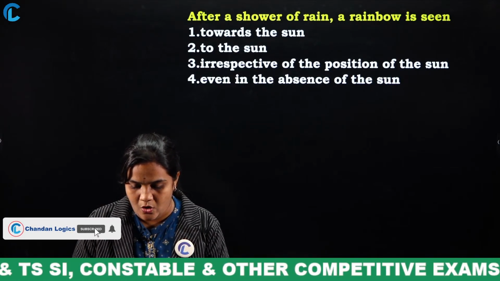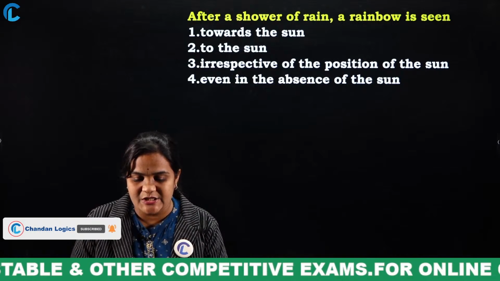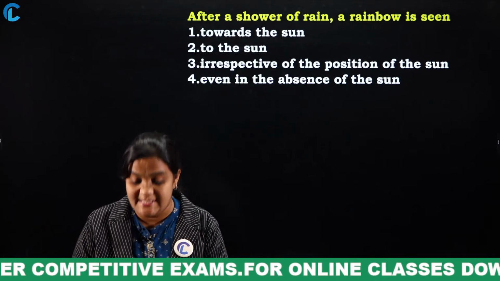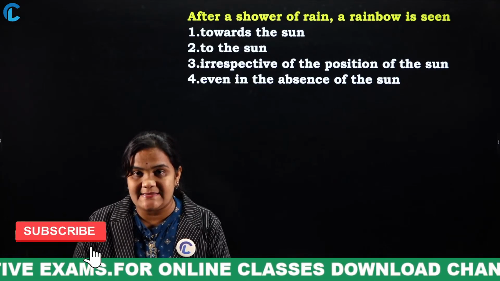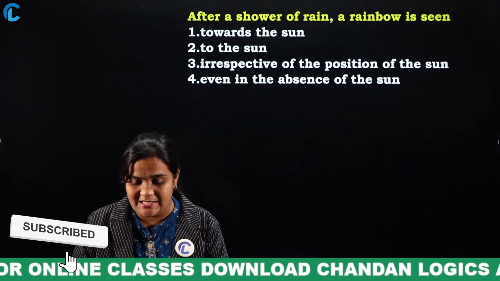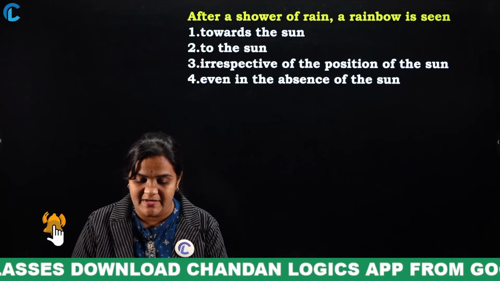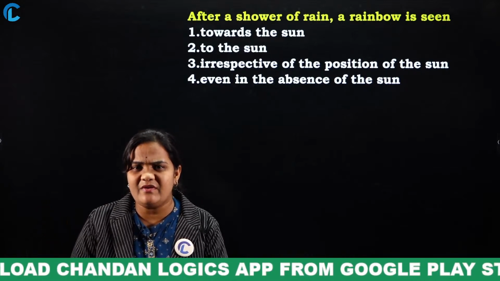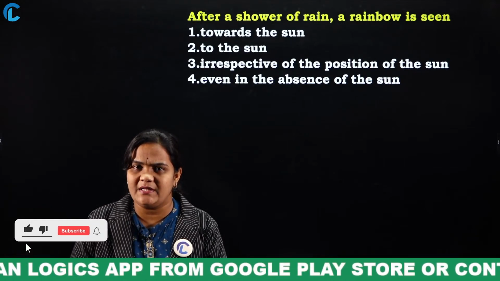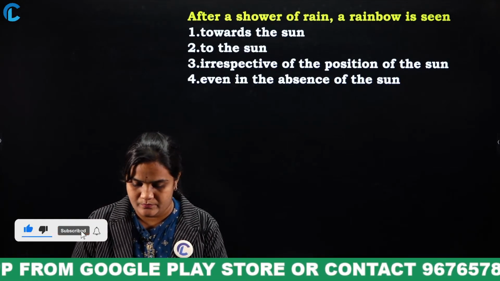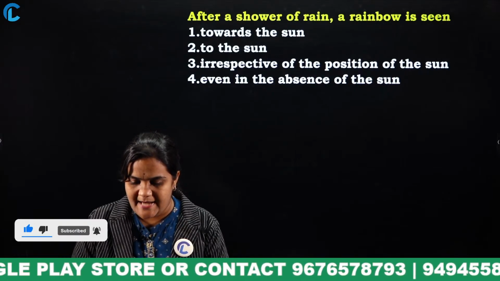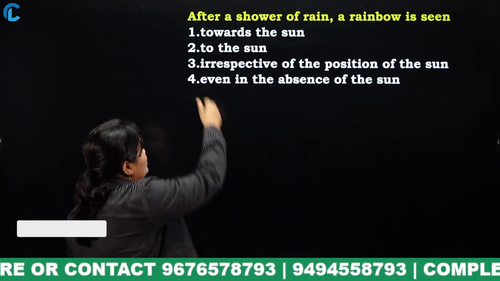Yes, no Deekshita. After a shower of rain, a rainbow is seen towards the sun, or irrespective of the position of the sun, even in the absence of the sun. Can we find a rainbow even in the absence of sun? No. And the correct answer for this question is to the sun.